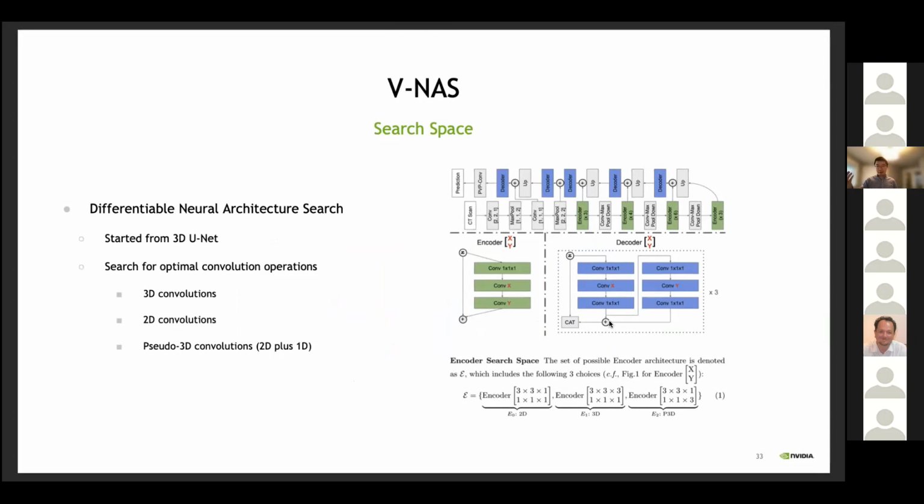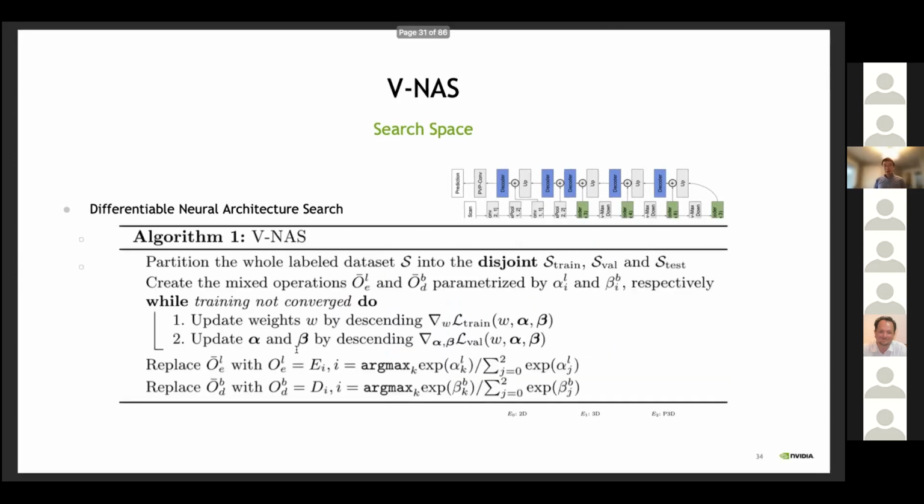Here we're using a U-shaped structure and searching for the operations at different levels or different positions. You search for 2D or 3D convolution, or what's called pseudo 3D convolution here. And as I said, there are two parts of weights we need to optimize during the searching. Firstly, the model weights themselves, the convolution weights, and also the path weights, alpha and beta here. So we alternately update the two sets of weights, and eventually we achieve the final architecture with argmax.